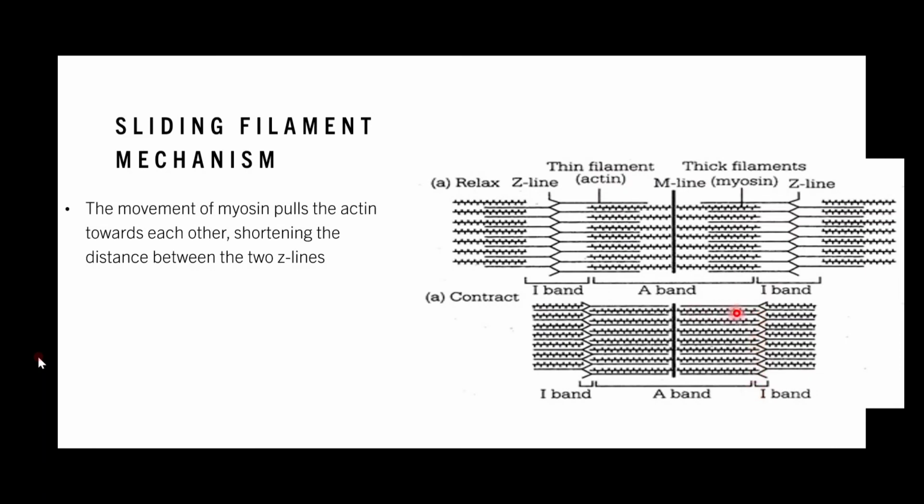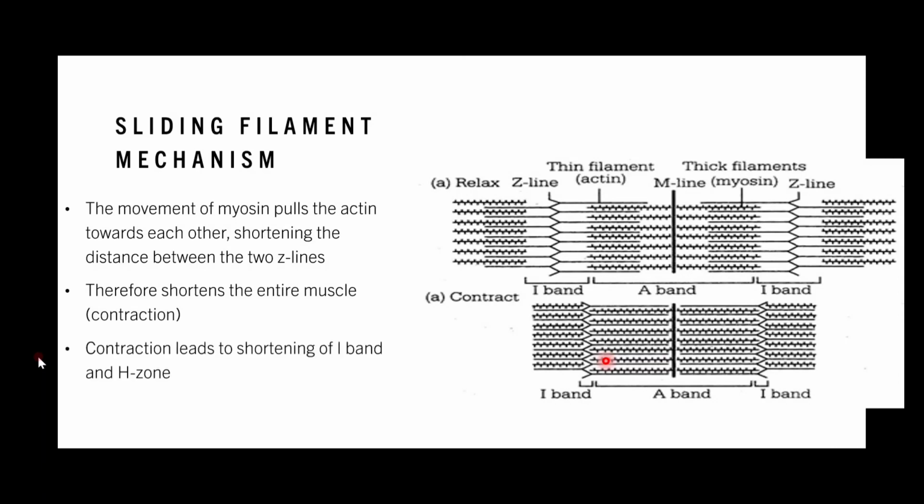So we can see here, as we pull our myosin up the actin, we're shortening the distance between the Z lines. And so as this shortens the sarcomeres, if it shortens all of the sarcomeres, you're shortening the entire muscle. And this is contraction. So you're pulling your myosin up the actin, shortening these Z lines, shortening our muscle, allowing for contraction.